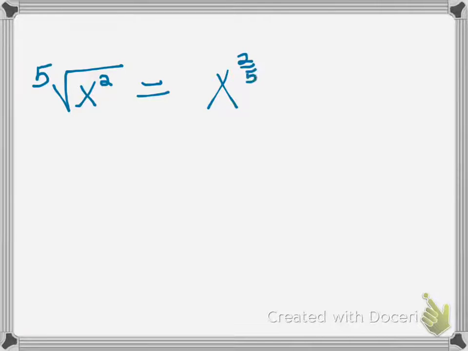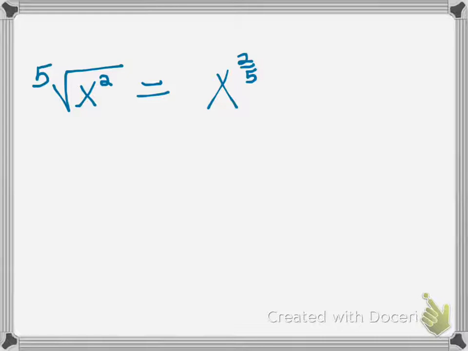So let's take a look at a few problems where we might go from one form to the other. So let's say I had something like the 5th root of x to the 2nd power. I could rewrite that in that other form as x to the 2/5 power. And that's because the top is the power, and the power that's on x is 2.